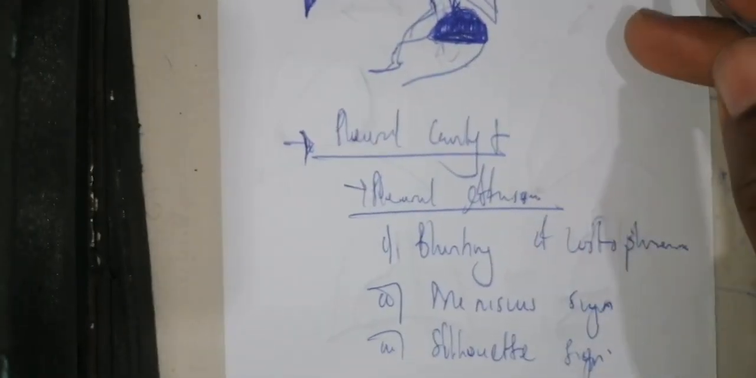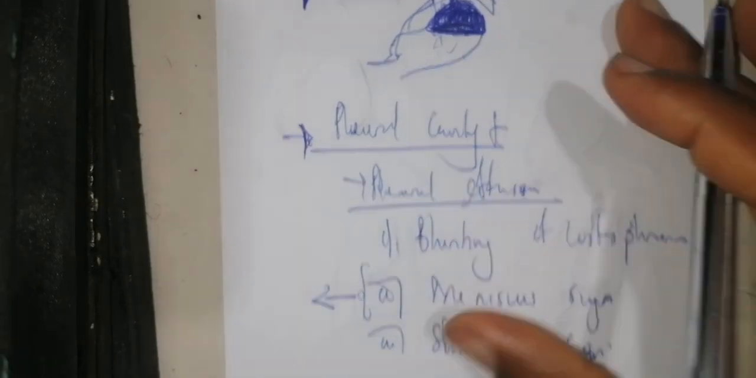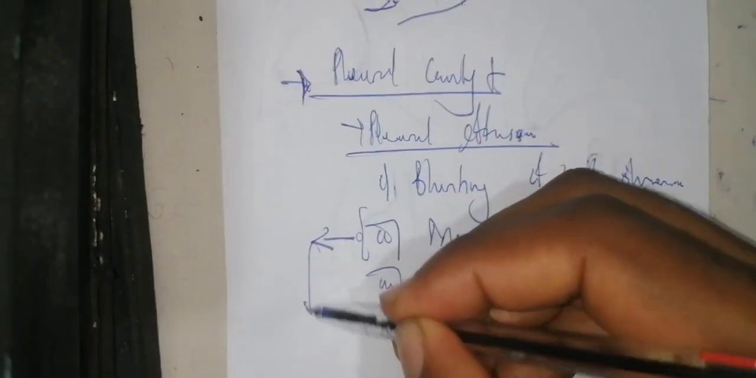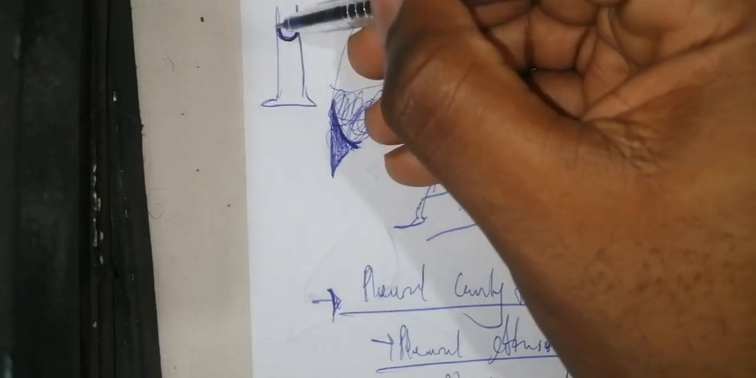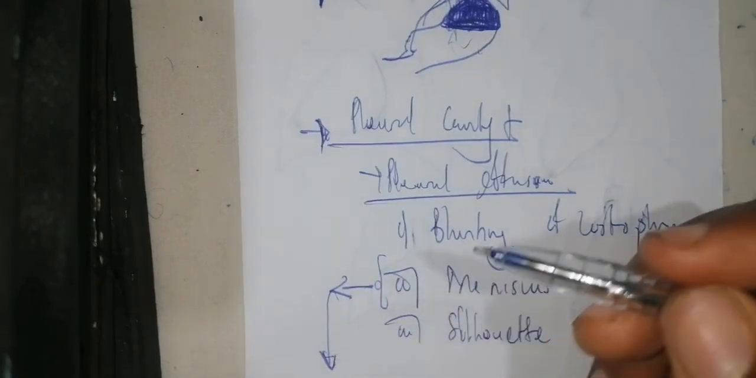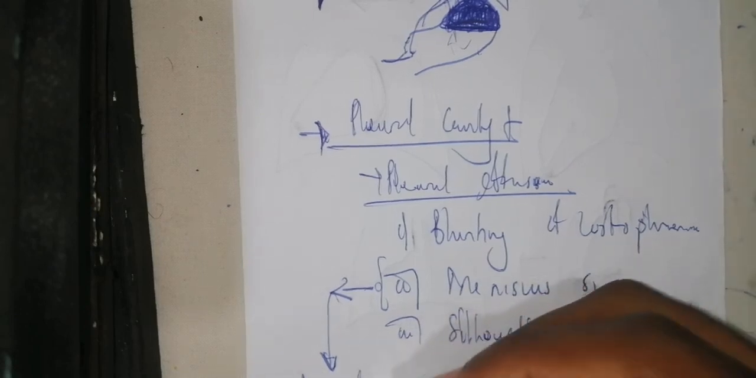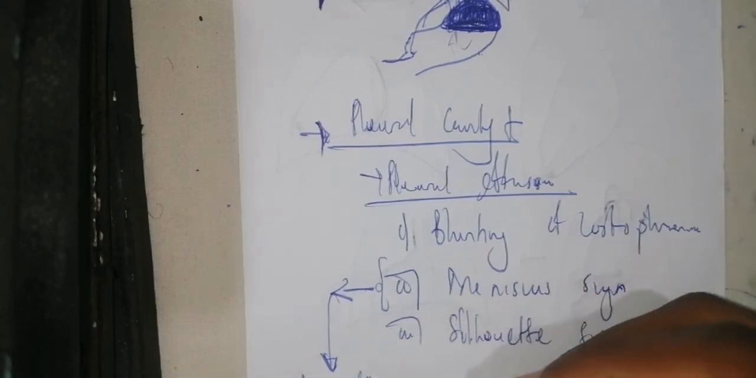Now, the next point I want to tell you very specifically is about the meniscus sign. I said initially that when there is only fluid inside the pleural cavity, just like when you put water in a tube, you are going to have this. That's the meniscus sign. But if you don't have just water, but there is water and there is air, you are going to have an air fluid level.